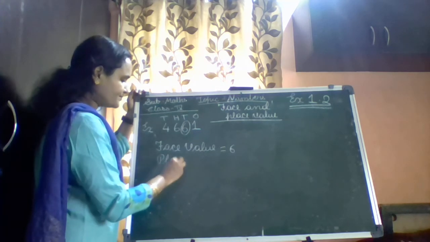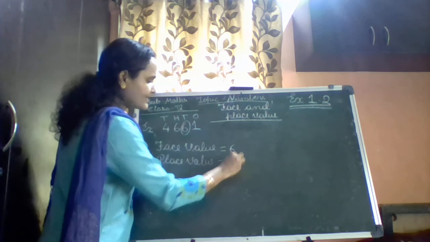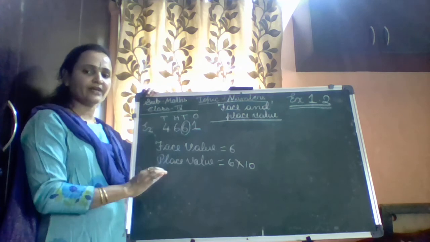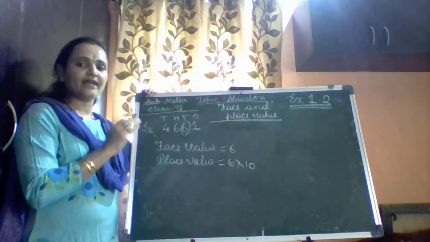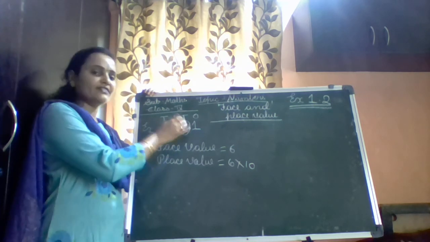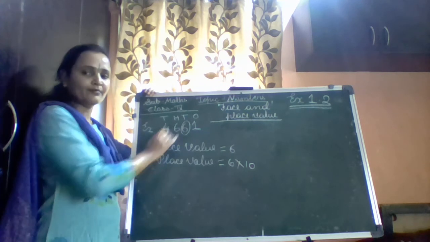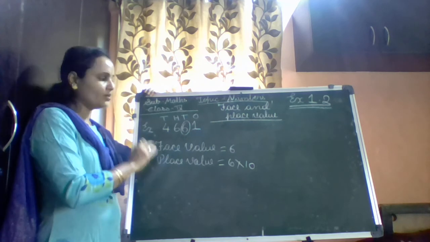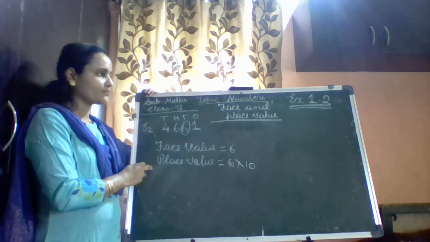Place value will be 6 into 10. Wherever, in whichever place it is there, no? That is the place value. Whatever number is there, that will be the face value. So this is a slight difference between face value and place value. Face values are the numbers which are in the places. Place values are the places where the numbers are put, in which we ask for the number. So I think you're clear with the face value and place value. Now we'll do couple of sums of the same type.